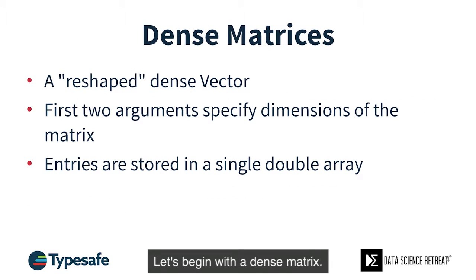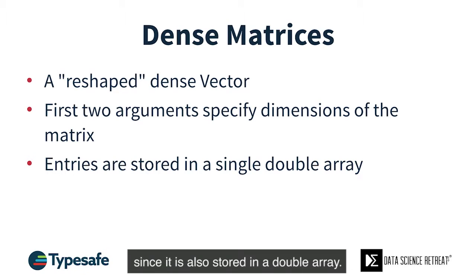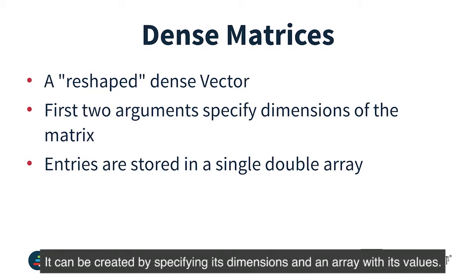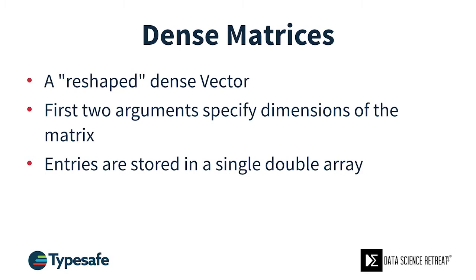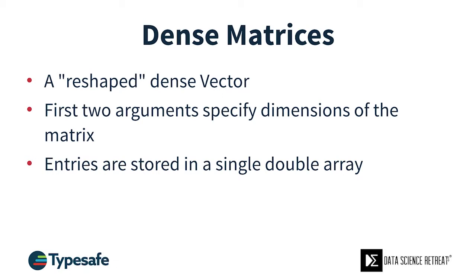Let's begin with a dense matrix. A dense matrix can be thought of as a reshaped dense vector, since it is also stored in a double array. It can be created by specifying its dimensions and an array with its values. Remember that these values will fill the matrix column-wise.